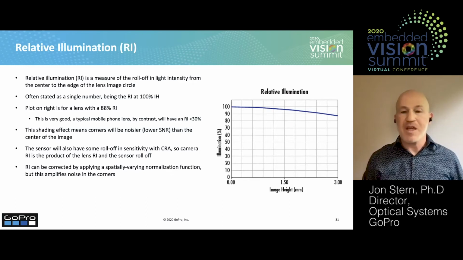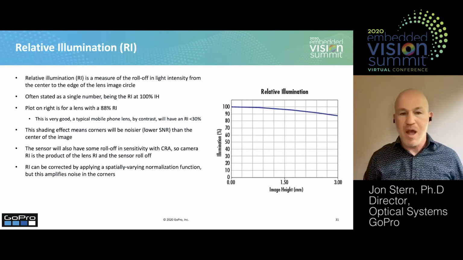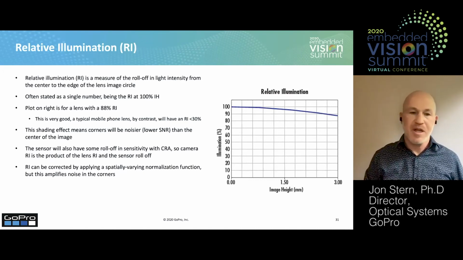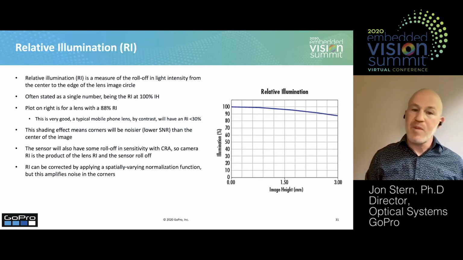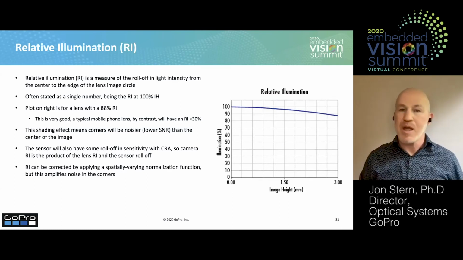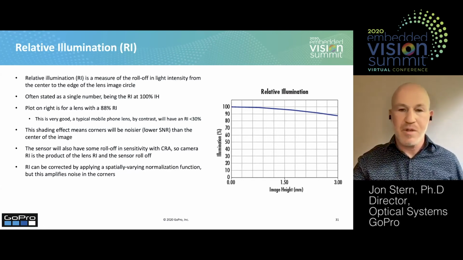This shading effect means that the corners will be noisier, with lower SNR than the center of the image. The sensor will also have some roll-off in sensitivity with CRA. So the camera relative illumination is really the product of the lens relative illumination and the sensor roll-off. Relative illumination can be corrected by applying a spatially varying normalization function, but this has the effect of amplifying the noise in the corners.